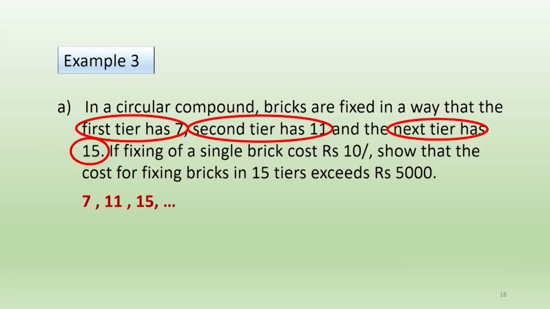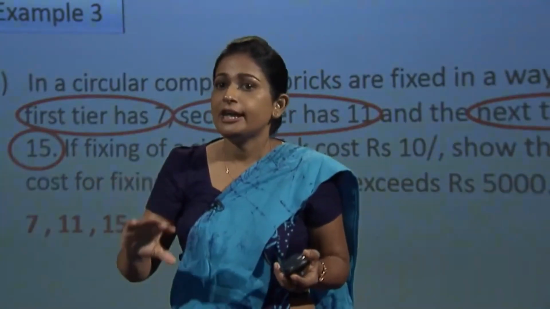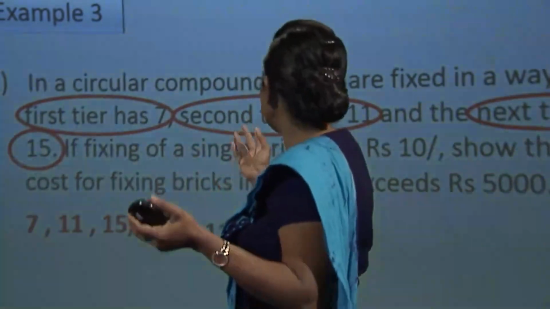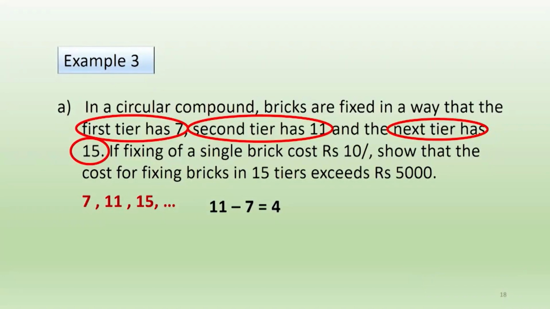How do we recognize whether this is an arithmetic progression? If it has a common difference, we can say it is an arithmetic progression. Let's try to find whether the given pattern is an arithmetic progression. I have selected 2 consecutive terms, 11 and 7. When I subtract the previous term from the next term, I get the difference, that is 4.